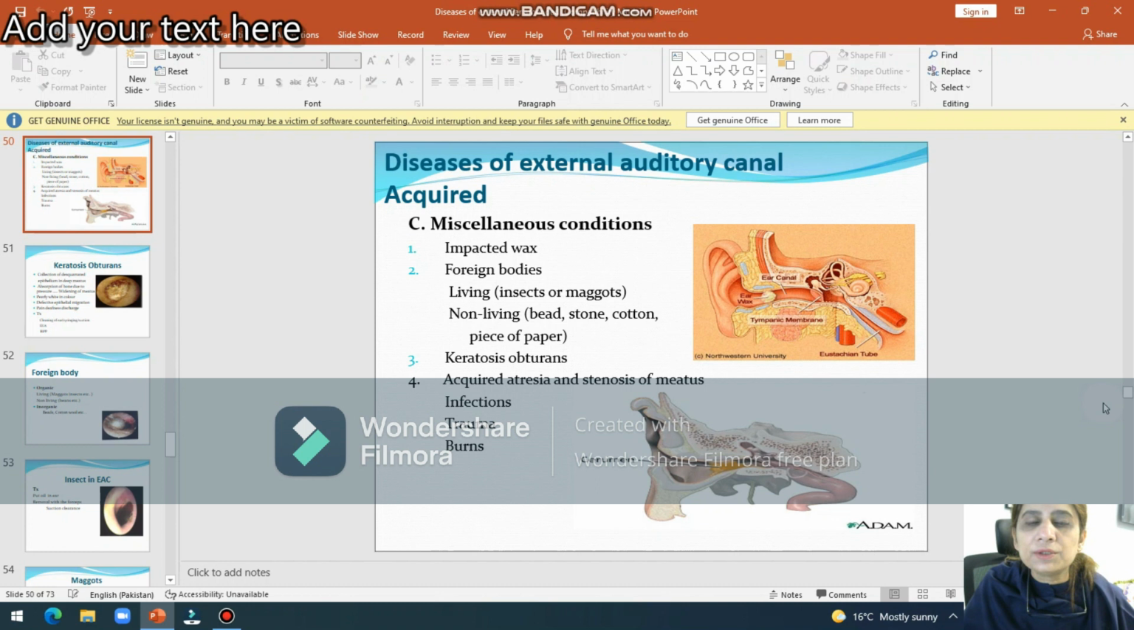Another thing that can be present in the external auditory canal is foreign bodies. Foreign bodies are usually seen in children. Foreign bodies are of two types, living and non-living. Non-living foreign bodies are beads, stones, cotton, piece of paper, and living foreign bodies are insects or maggots. Insects can reach the external auditory canal, usually in the rainy season, and cause severe pain in the ear. And maggots are the larval stage of the housefly.